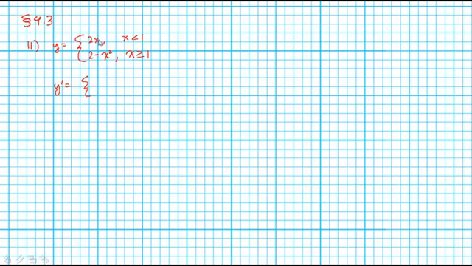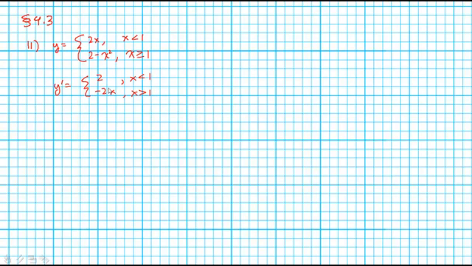The derivative of this first section is going to be 2. The derivative of this second section is going to be negative 2x. And this is going to be while x is less than 1, and this is going to be while x is greater than 1. Now, we may have to ask ourselves, well, what happens at exactly 1?